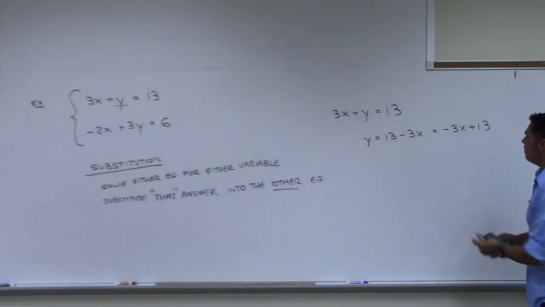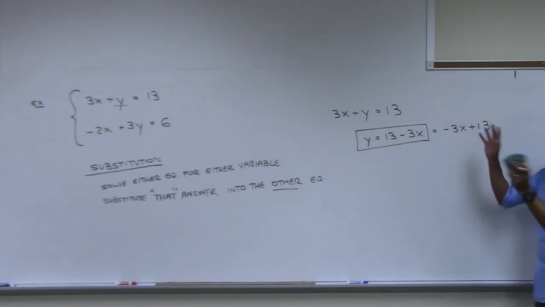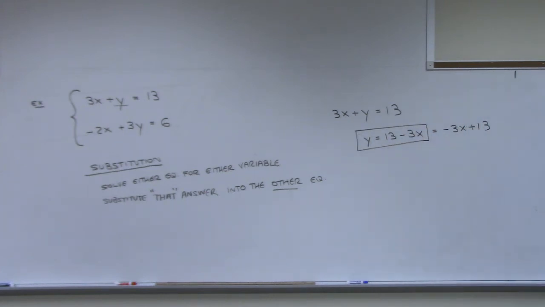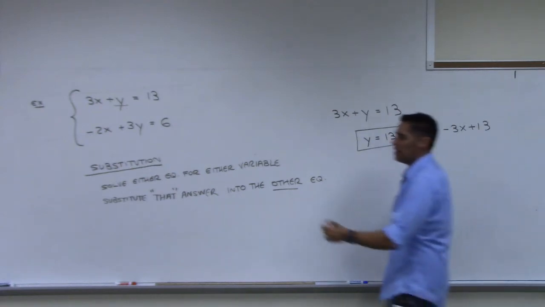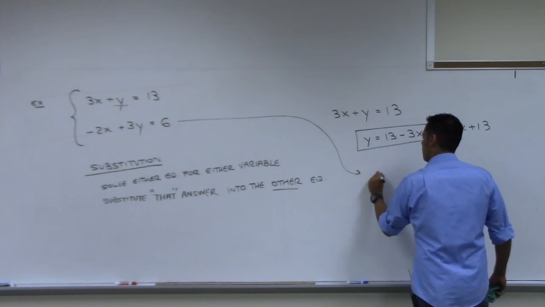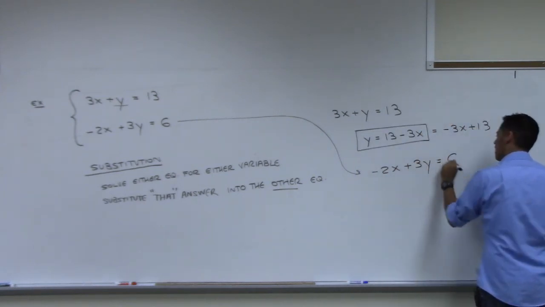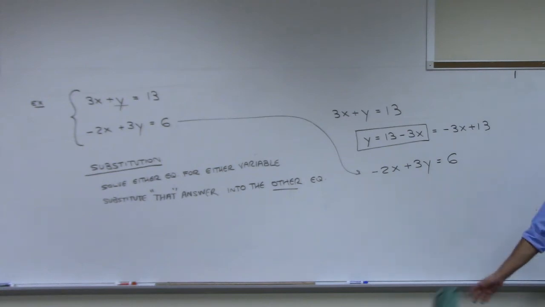All right? So I'm going to box this right now. This is boxed up. I solved for y. That's what y has to be. Now I'm going to jot down the other equation, the one I did not solve: -2x plus 3y equals 6. That's the other equation that I didn't touch. And I'm going to substitute this answer in.